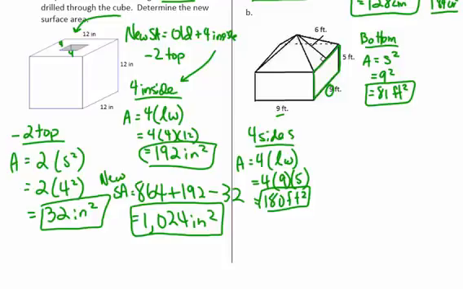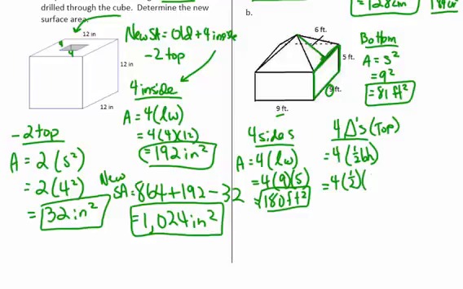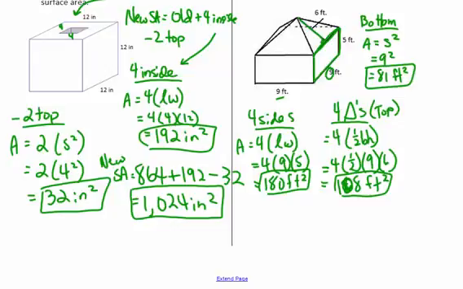And the top are 4 triangles. So 4 triangles. That's the top of this. So 1/2 base times height. That's where the right angle is formed. So it's 9 by 6. 4 times 1/2 times 9 by 6, which gives us 108 feet squared. So now that I have the pieces to find the total, I simply add them all together.